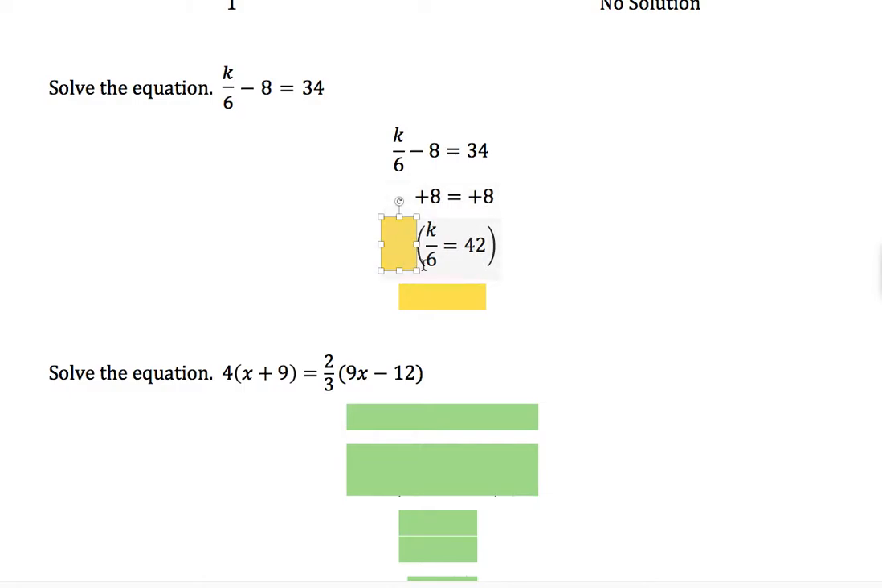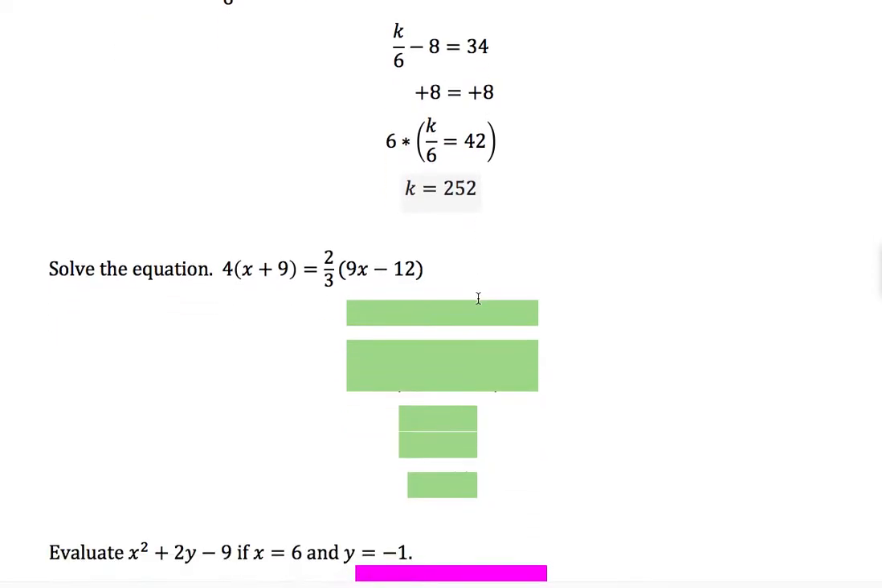And then the easiest thing to do would be to multiply everything by 6 to get rid of this 6 here. So I need to multiply the k over 6 by 6. The 6s cancel each other out. But I also need to multiply the 42 by 6. You can either plug it into your calculator or calculate it on paper, and 6 times 42 is 252. All right, moving right along.